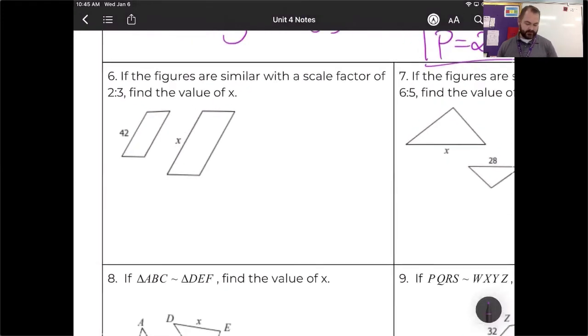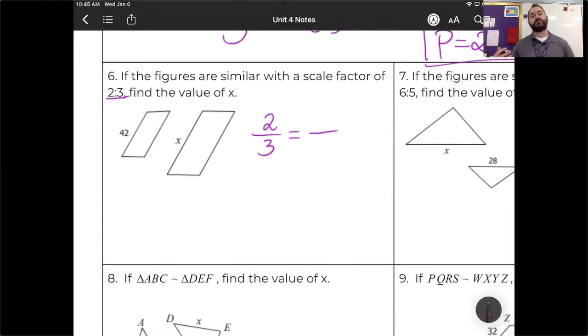So number 6, it says if the figures are similar with a scale factor of 2 to 3, find the value of x. Okay, so again, we're going to do this the same way we just did our perimeter problems. So we want to set up a proportion. I'm going to set up my first ratio in the proportion, 2/3. That has to correspond to either 42 over x or x over 42.